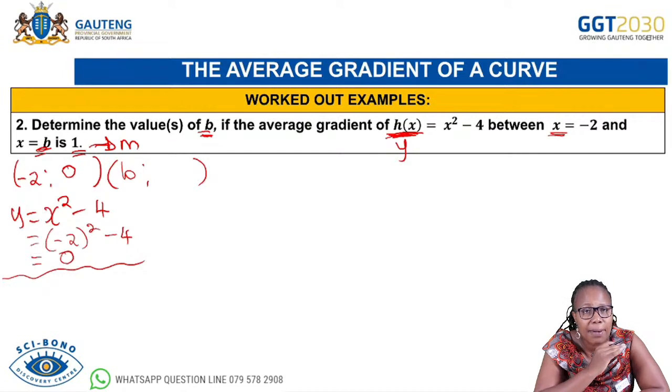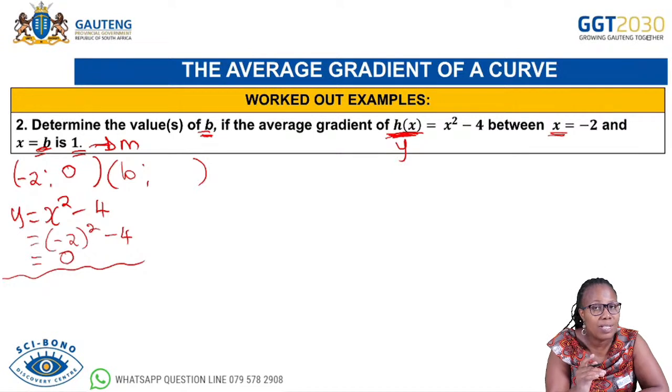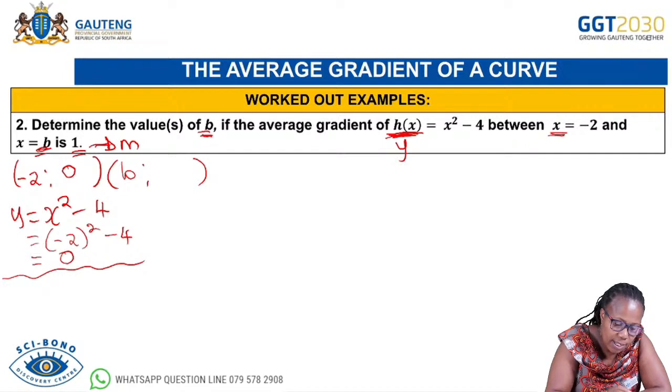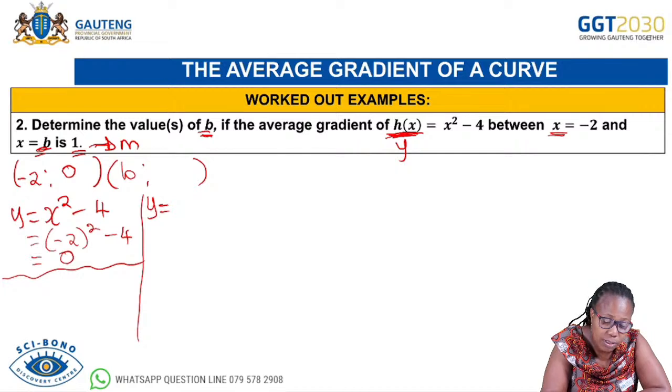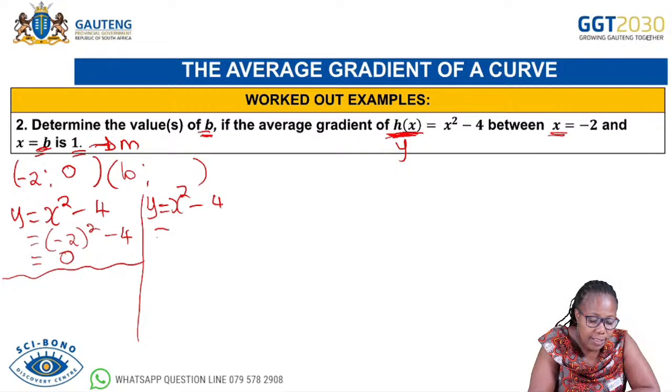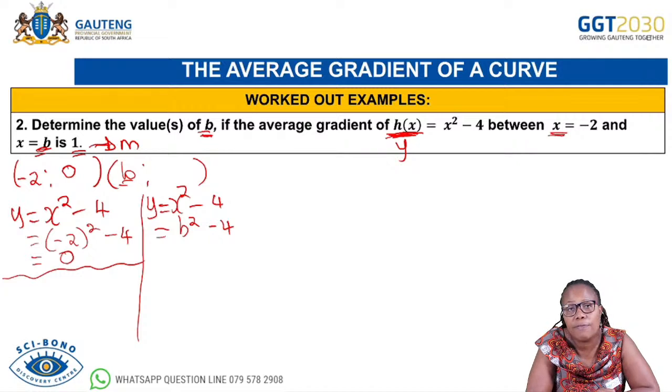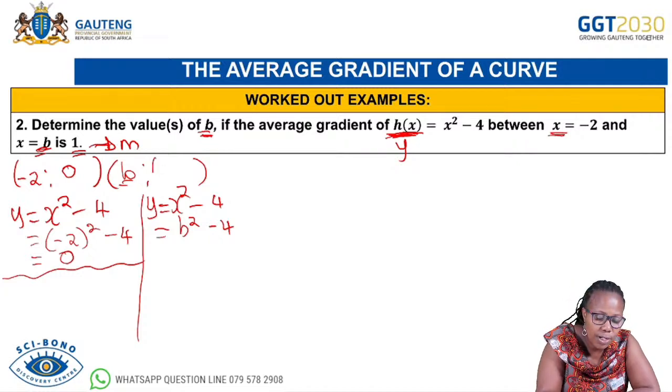Just keep in mind the application and the method to solve the problem. So we know that we are looking at the y values for both our coordinates. Let's check now if we substitute this b for x, what will be the y coordinate for that? Same method. We are taking the expression, which is the equation y is equal to x squared minus 4, and then the x in this case, we are substituting our b there. That will be b squared minus 4.